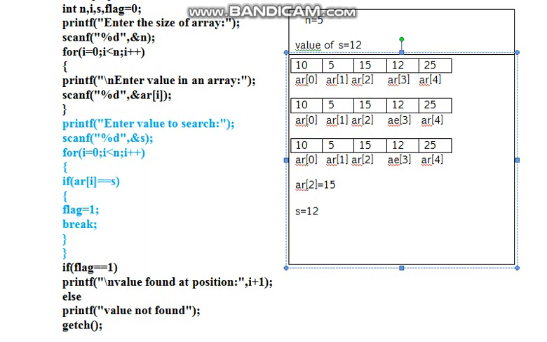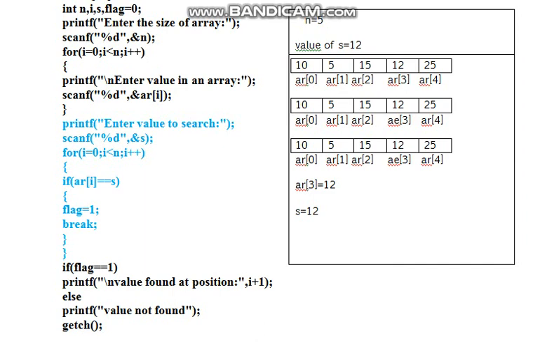Now the index is 3. What is the value at index 3? 12. So now what is the value of arr[i]? 12. Value of s? 12. 12 is equal to 12. It means the condition is satisfied. If the condition is satisfied, you can go further. Otherwise, you have to go again to the loop.